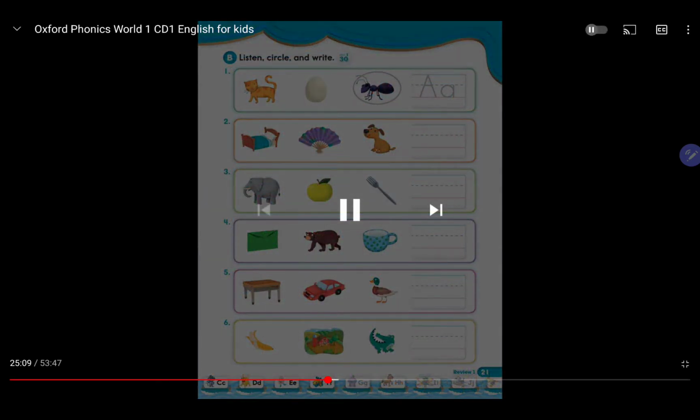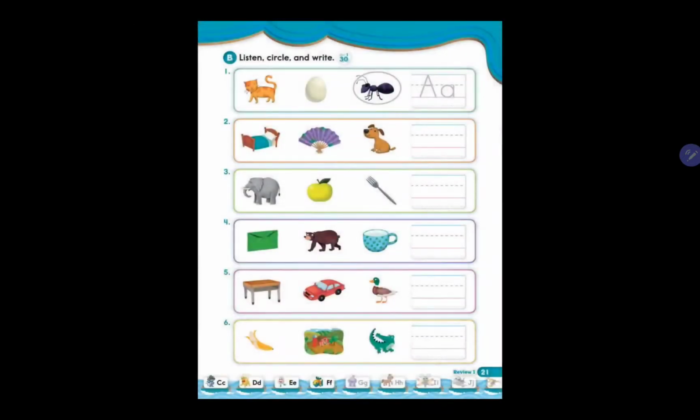Nice song. B. Listen, circle, and write. Okay, boys and girls. For this activity on page number 21, we have to listen and circle, and then we have to write the letter. Ant, number one, ant, starts with the letter A. A, ant. So we circle ant, and then we also write A.